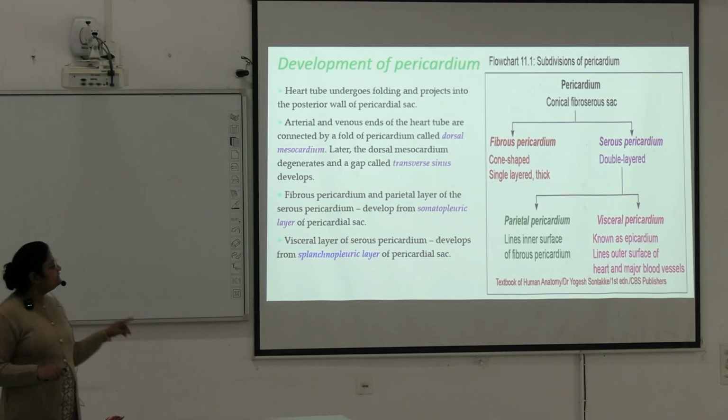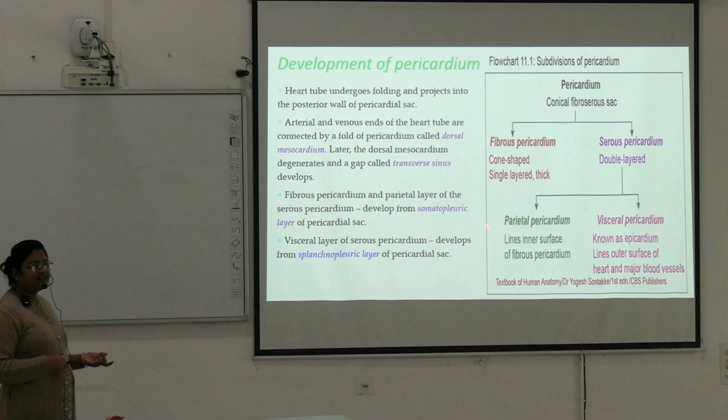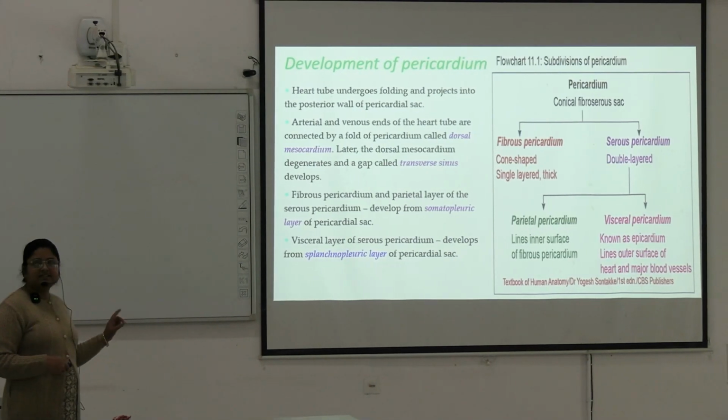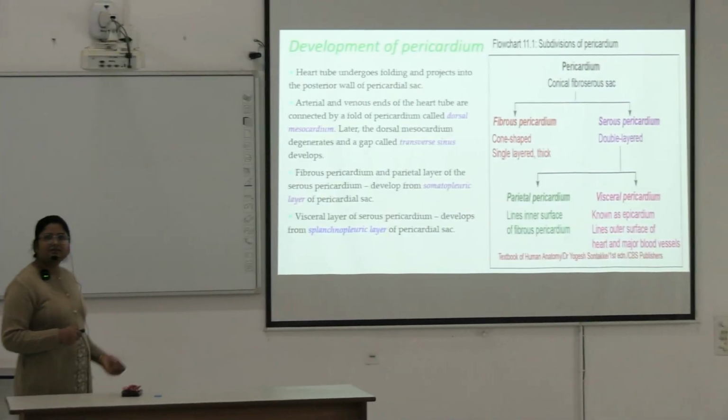This development of these layers is important because the nerve supply is also different for the splanchnopleuric layer and the somatopleuric layer. So this layer is pain sensitive because it is supplied by somatic nerves and it is formed from the somatopleuric layer. The visceral layer is supplied by autonomic nerves and it is pain insensitive.